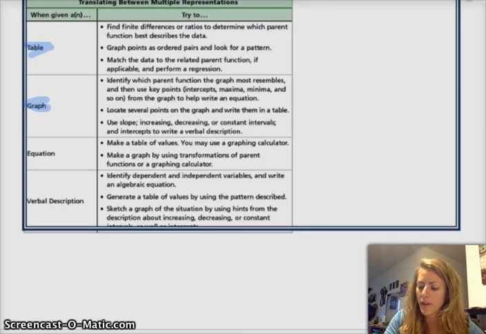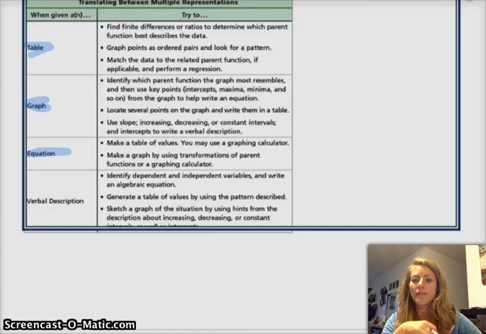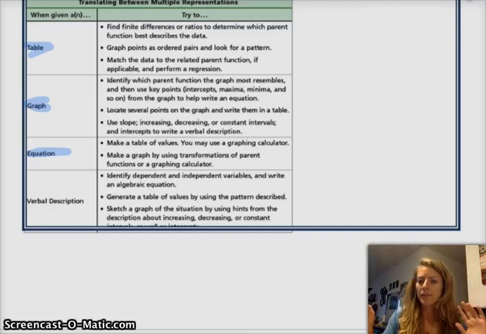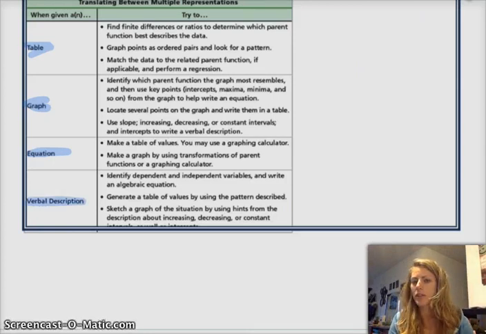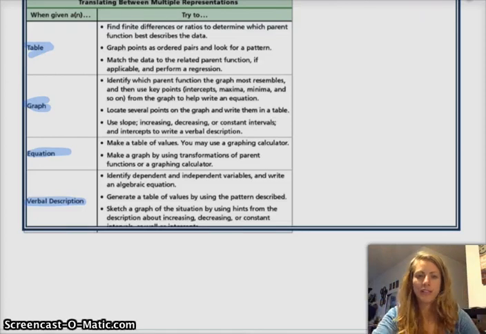Same thing, if you start with an equation, you might want to make a table if you want to go to a graph from an equation. All sorts of different options. And then a verbal description, that's probably the hardest one for people because you don't do it that often. But basically, you have a story and you want to translate that story to math. And so that's going to be what we look at for the rest of today.